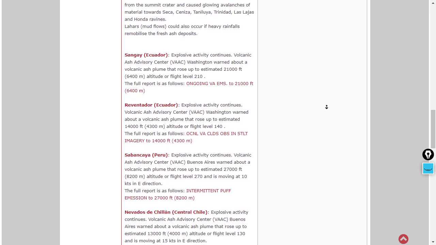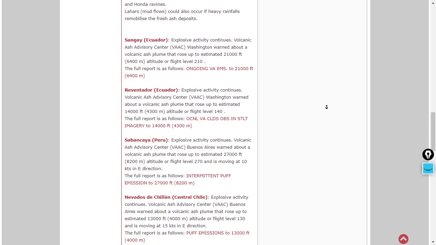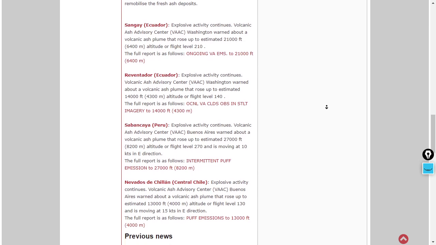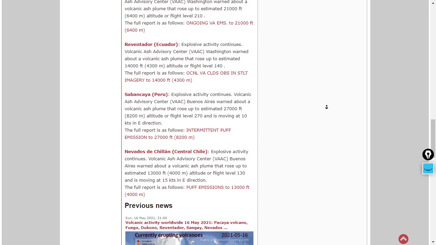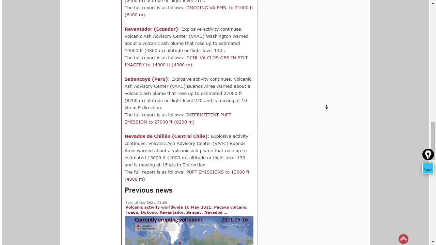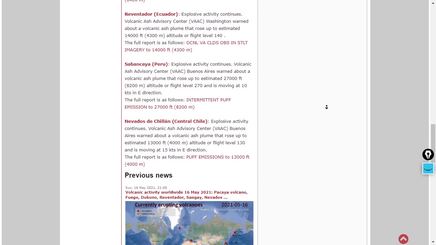Sangay in Ecuador also exploding, 21,000-foot ash plume there. Looks like a worldwide volcanic uptick here, folks. Reventador also exploding, 14,000-foot ash plume there. Sabancaya, an uptick at Sabancaya. It's now a 27,000-foot ash plume above it.